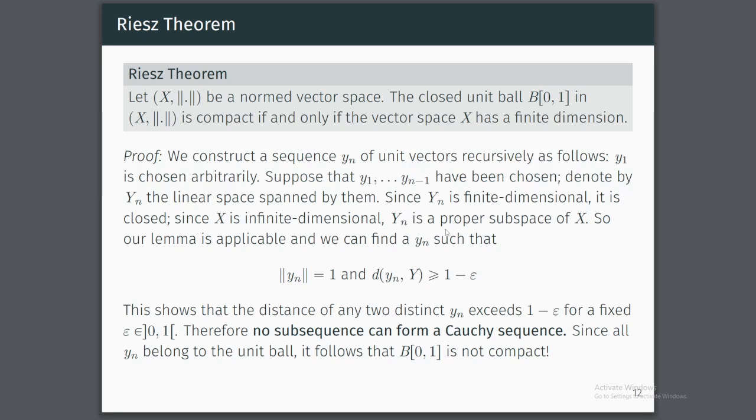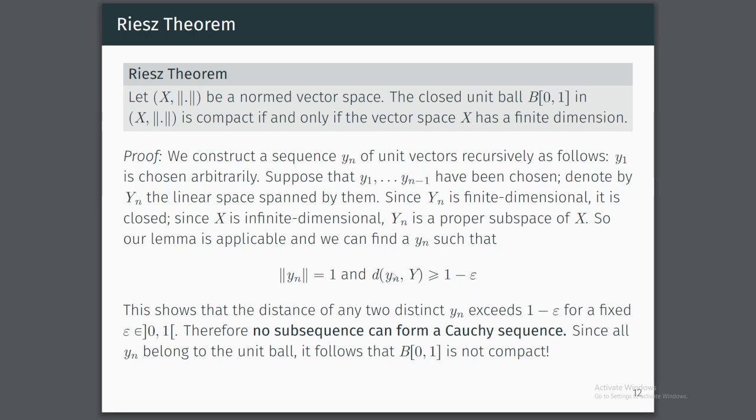Okay? Because it's a proper subspace, our lemma can be applied, right? We can find an element yn such that the norm of yn is equal to 1, and the distance between yn and Y is greater than 1 minus epsilon. Notice that what this means is that the distance between yn and any other term that comes before it is greater than 1 minus epsilon for some fixed epsilon.